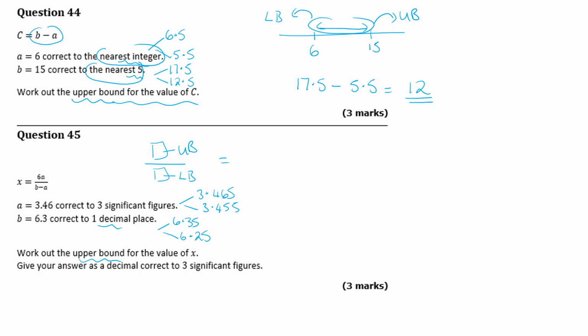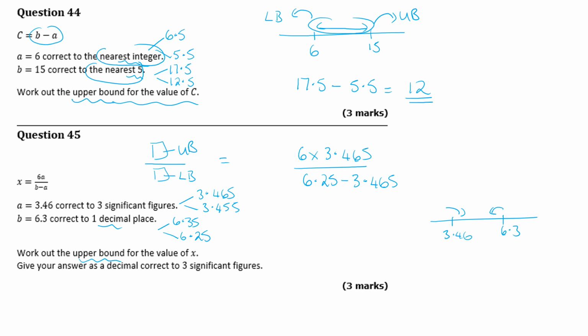So 6a, we want the upper bound for the A, so that's going to be 6 times 3.465, and we need the biggest, the lower bound this time on the bottom. So we've got b minus a, which is the 6.3 and the 3.46, and we want the gap to be the lowest. So we need the lower bound for the b, which is 6.25, take away the upper bound for the A, which is 3.465.